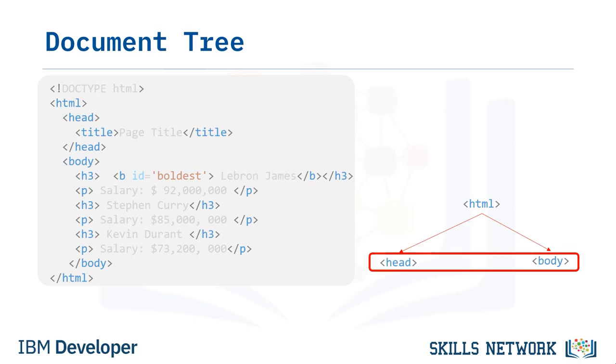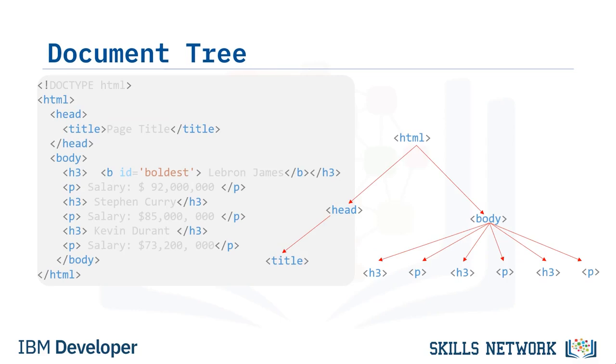The head and body tag are siblings as they are on the same level. The title tag is the child of the head tag, and its parent is the head tag. The title tag is a descendant of the HTML tag, but not its child. The heading and paragraph tags are the children of the body tag, and as they are all children of the body tag, they are siblings of each other. The bold tag is a child of the heading tag. The content of the tag is also part of the tree, but this can get unwieldy to draw.